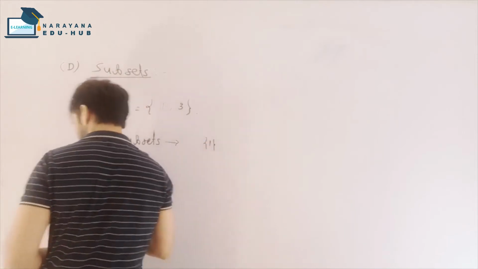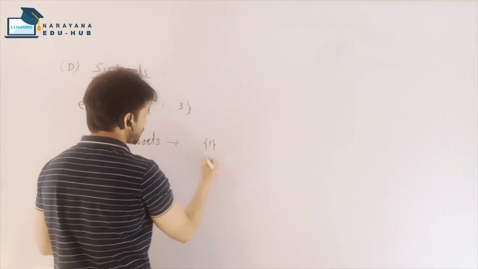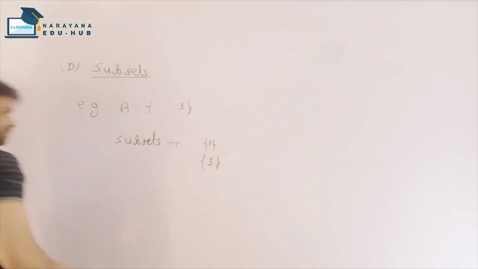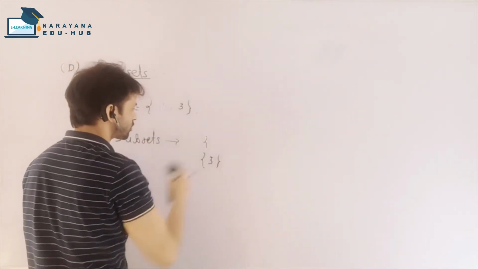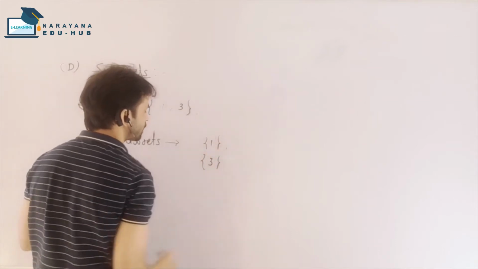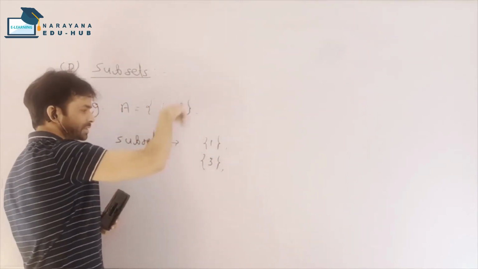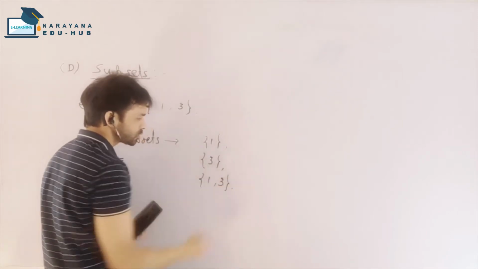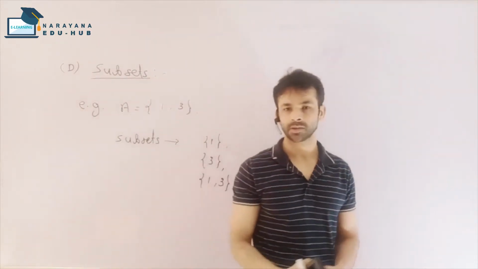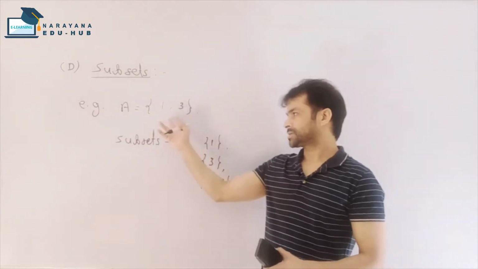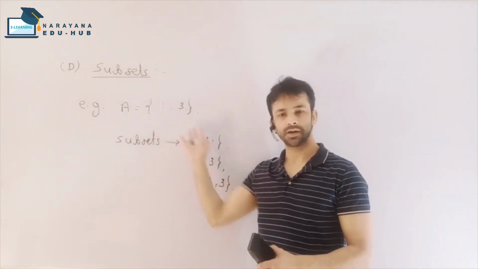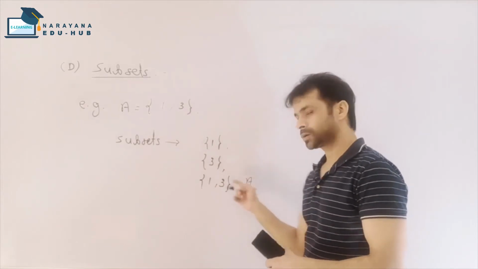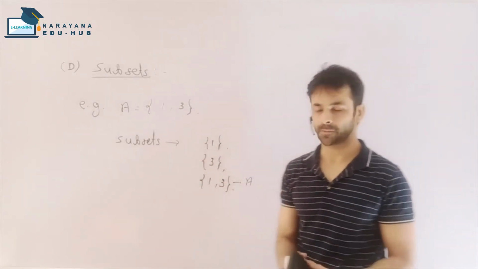So we can make set of 1, we can write set of 3. Okay, so these two are subsets, set of 1, set of 3. We can also make this set itself, 1, 3. So this also is a subset. So this set is also a subset of itself. You can see that this is the set A, so set A itself is a subset.